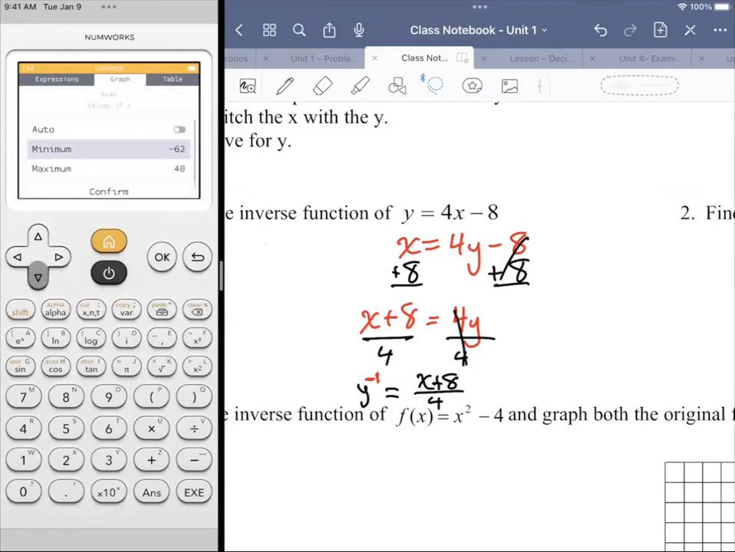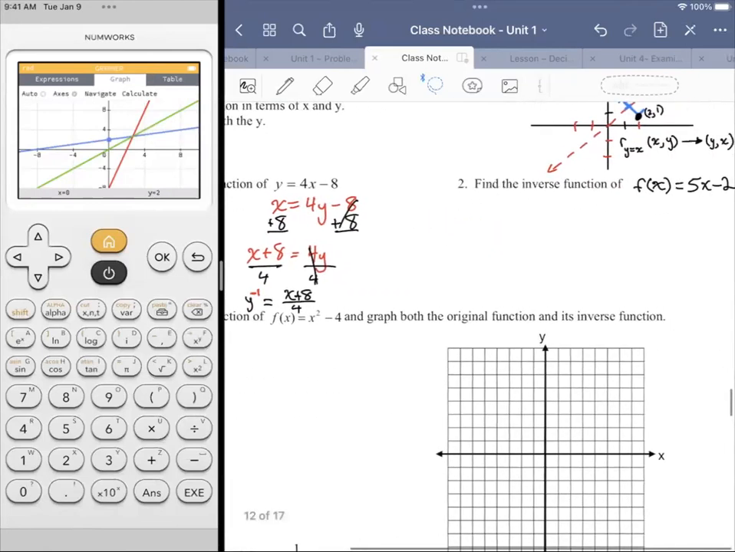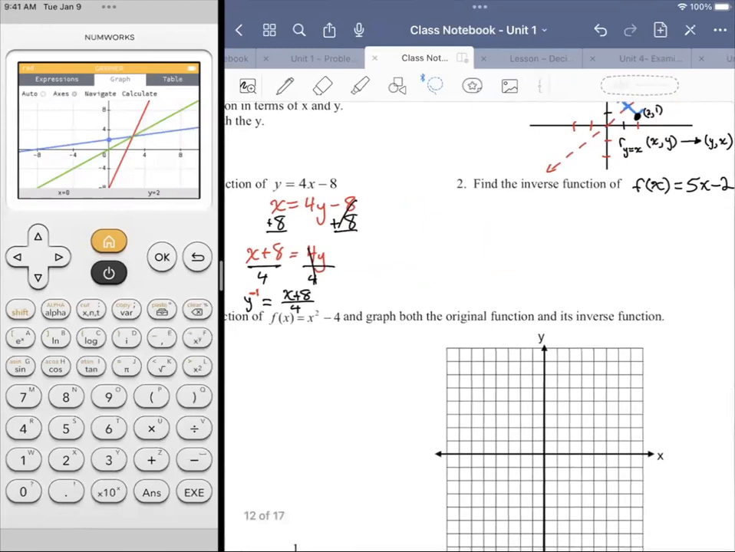Do the same thing for y. Turn the auto off. -10, +10. And confirm twice. All right, so the green is the line y equals x. It's not perfect, but it does look like the red and the blue are mirror images over that green line. So that's a good thing. You don't have to verify it every time, but it's nice to know that it does work.